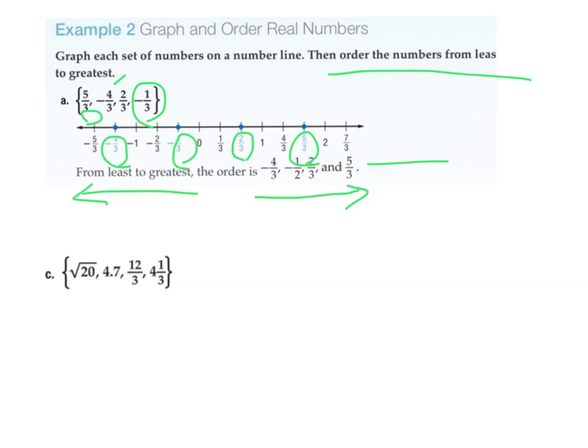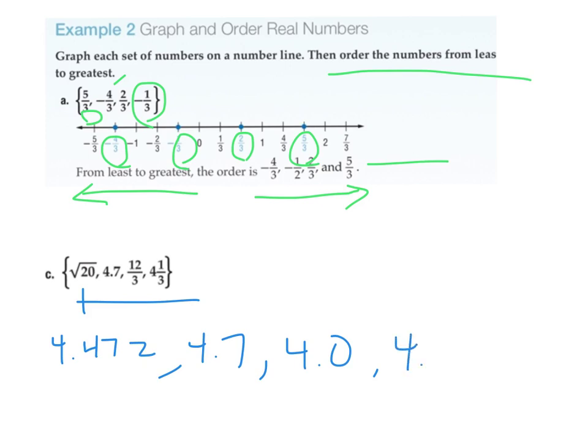Now to do a mixture of numbers like these here, let's change everything into a decimal. So if I put this into my calculator, I get 4.472, and I'm just going to go out 3 decimal places. We already have 4.7, and then 12 divided by 3 is just 4.0 if you want the 0, and then 4 1/3 is 4.3 repeating. Now we can order them from least to greatest.